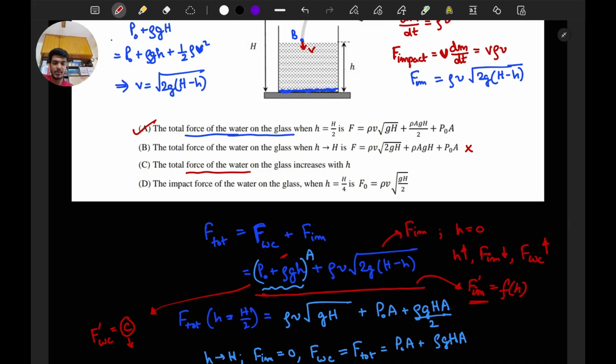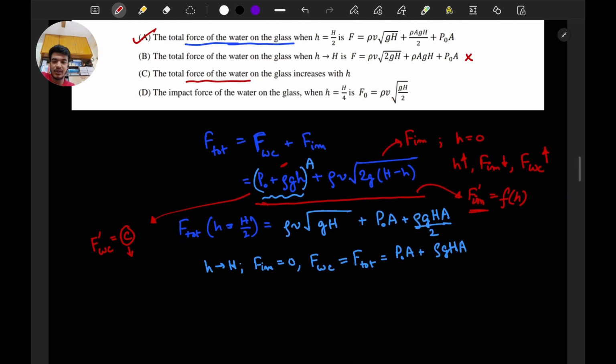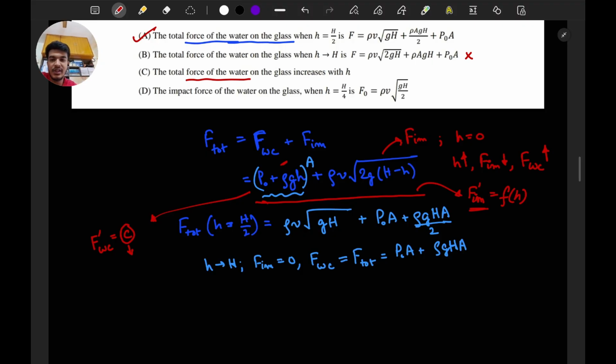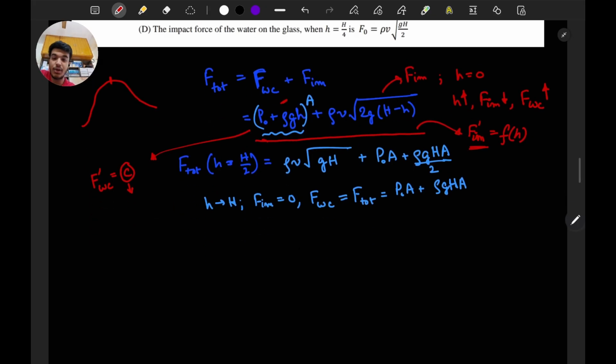This results in an increasing and then decreasing graph like this for the force of the water. So there will be some maximum, at some particular height h, where the force of the water is maximum. You can analyze it like this, or you can also do the mathematics by calculating F dash total, making it 0, and finding the height where it would be maximum.